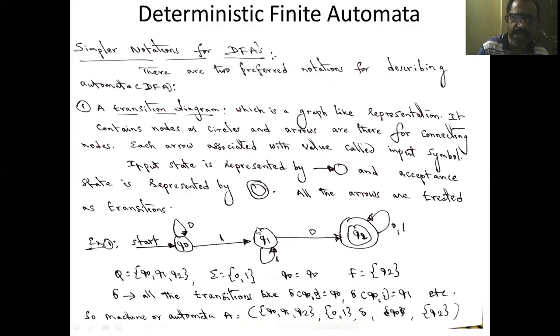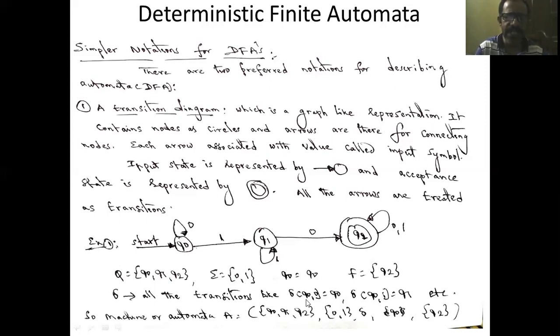After drawing the transition diagram, again we need to represent the machine with 5 tuples. What are those 5 tuples? Q. What is Q? A finite set of states. How many states are there? 3 states: Q0, Q1, Q2. So Q contains Q0, Q1, Q2. What is sigma? Input alphabet. What do you mean by input alphabet? Whatever symbols you are using as labels on arrows. Zeros and ones are there, so the input alphabet is 0 and 1.